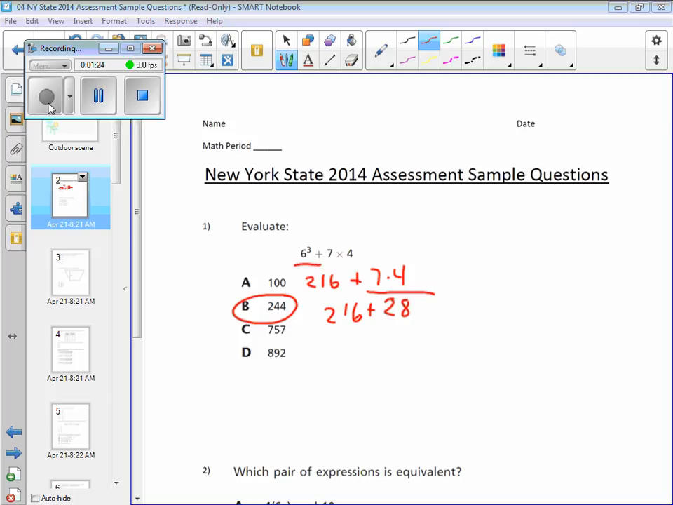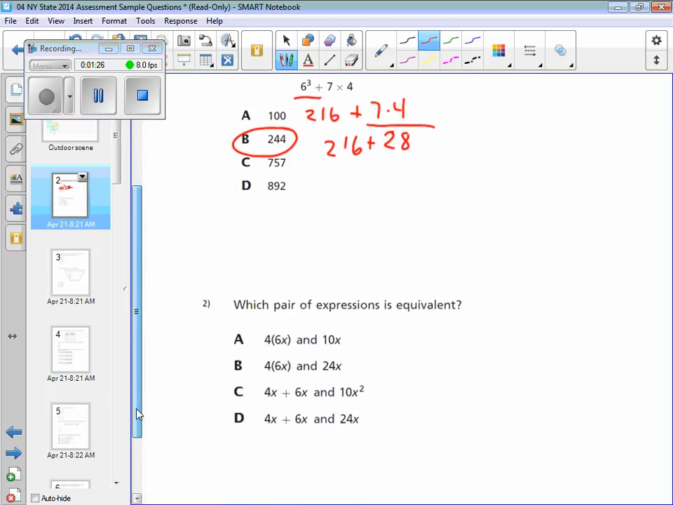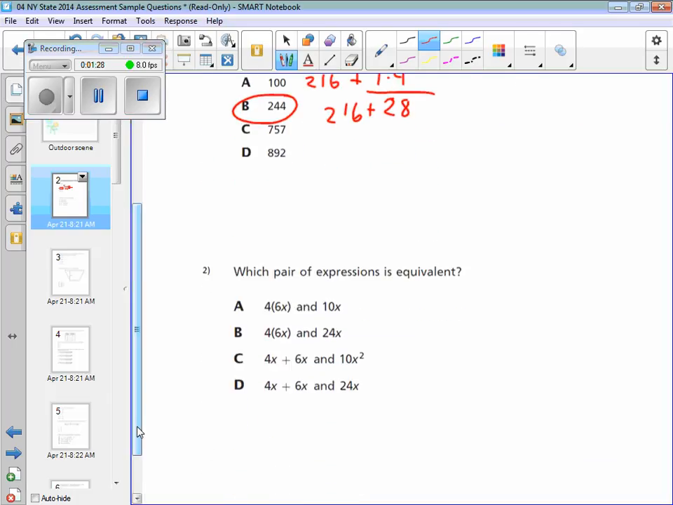Number 2, check your sheet, how many have A? How many have B? How many have C? How many have D? All right, well, let's see. If you take your number outside the parentheses and multiply it by the term inside, you have 4 times 6x, which happens to be 24x, which eliminates this choice and automatically makes B the correct choice.